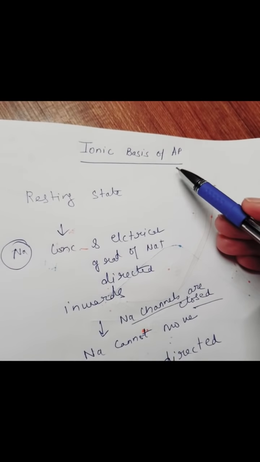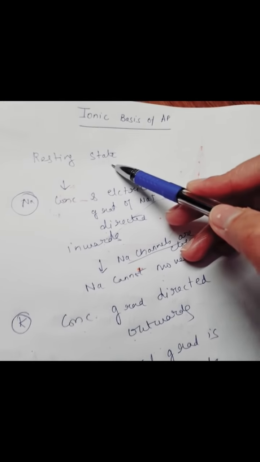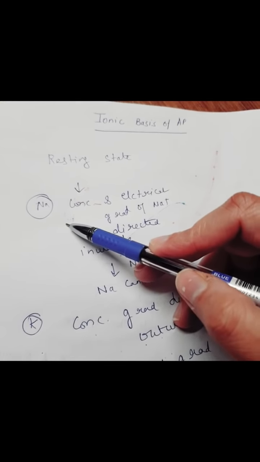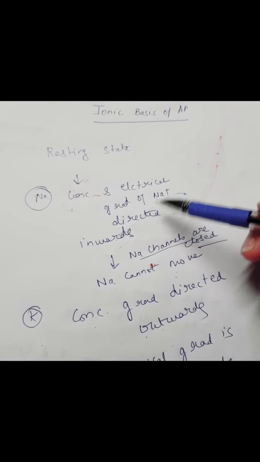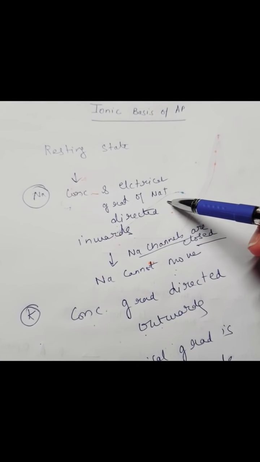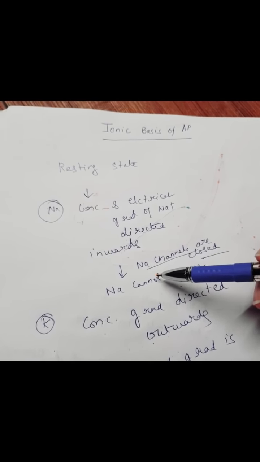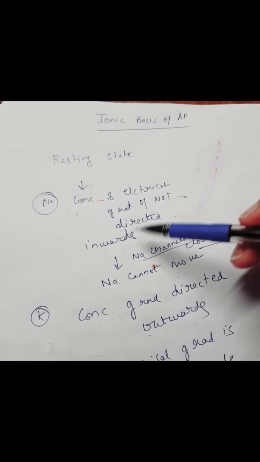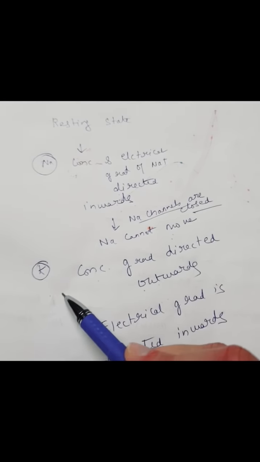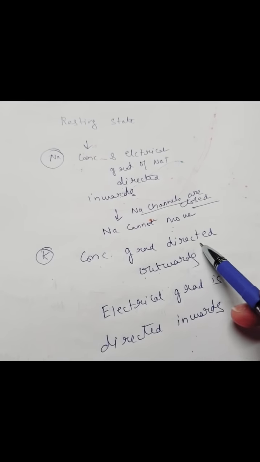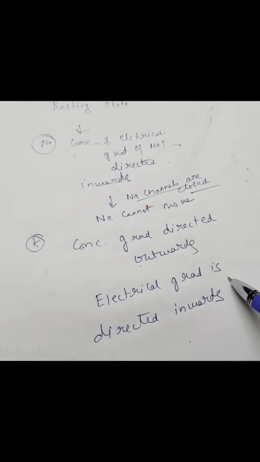Now let's go on to the ionic basis of action potential. So what happens in resting state? For sodium, the concentration gradient and the electrical gradient are both directed inwards. So sodium wants to move into the cell, but it cannot move into the cell because the sodium channels are closed at rest. But for potassium, what is happening? The concentration gradient is directed outwards and the electrical gradient is directed inwards.